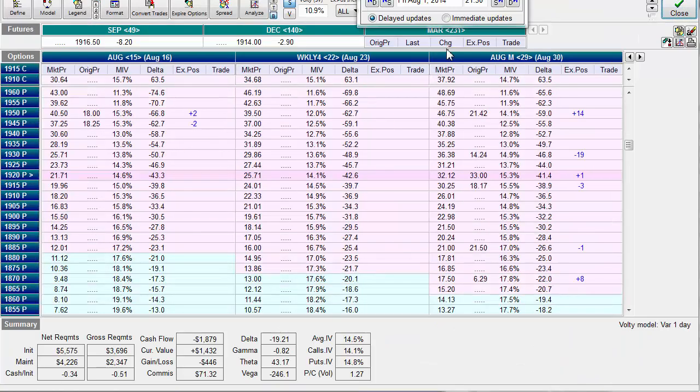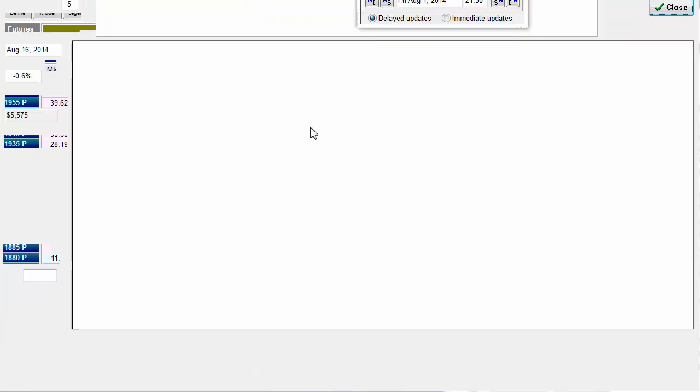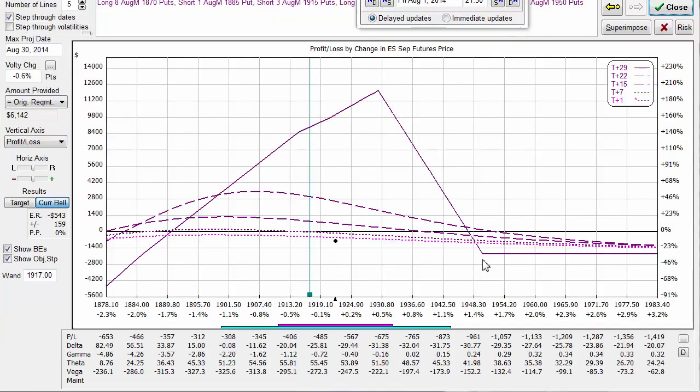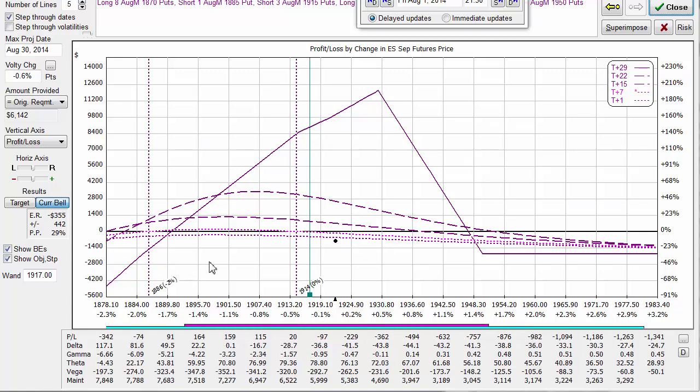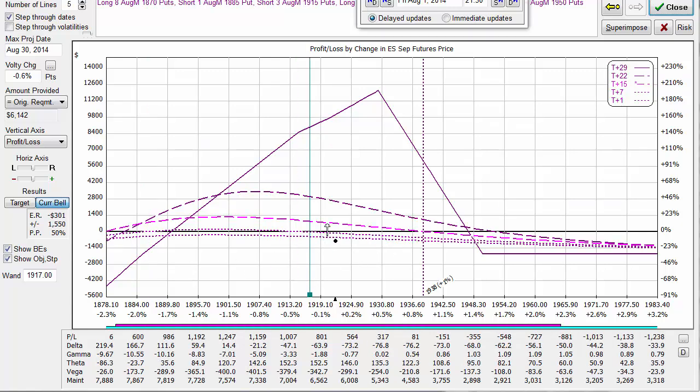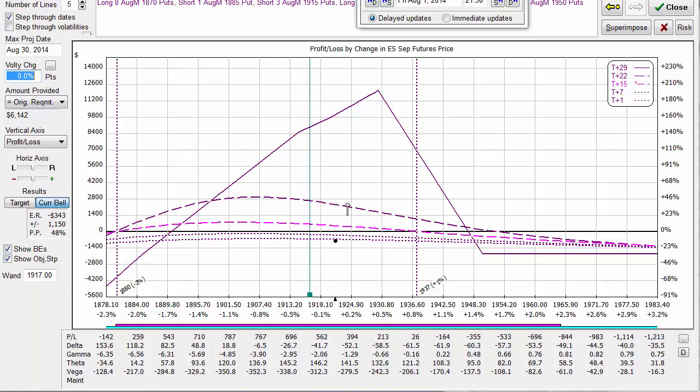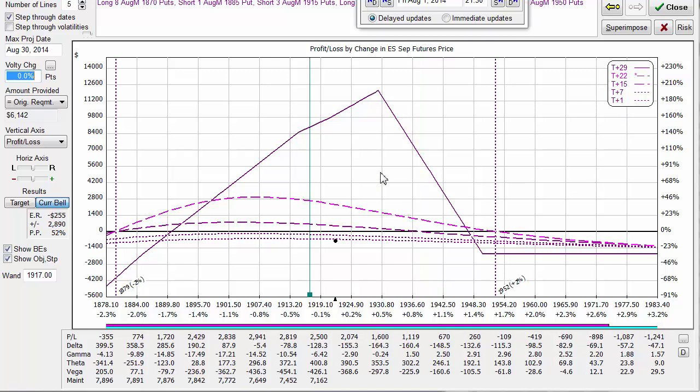If we just look at the broken wing butterfly by itself, then it looks like this. And again, we have a nice range here. So this is the next week and the next 2 weeks. 50% chance right now with no volatility changes or anything. Let me make that 0. Might be a little different. 48% chance, and in 22 days, 52% chance of making money.